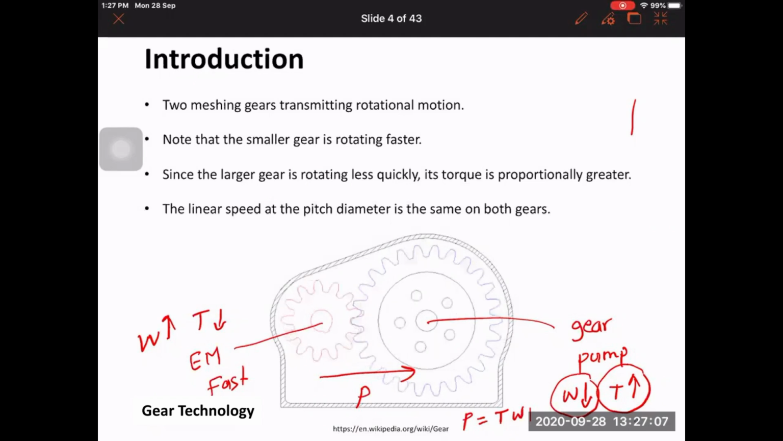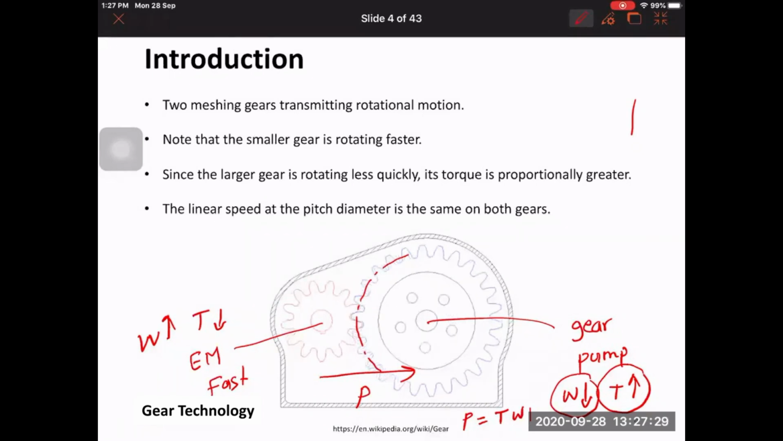There are lots of definitions that you will see for gears. One of them is called the pitch diameter. The pitch diameter is an imaginary circle which is here. It's intermediate between the top and the bottom of this wheel.